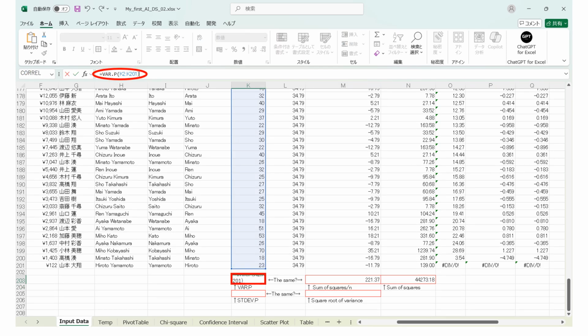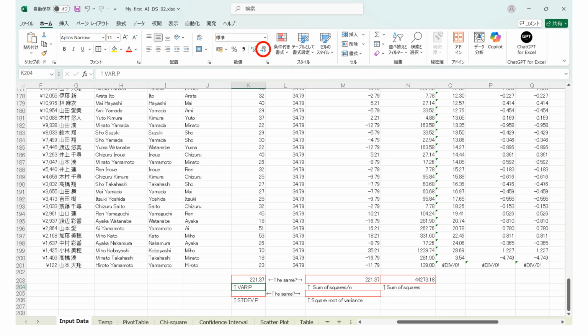Next, let's use the variance p function to find the variance. Round to 2 decimal places. We can see that sum of squares divided by n is the variance.